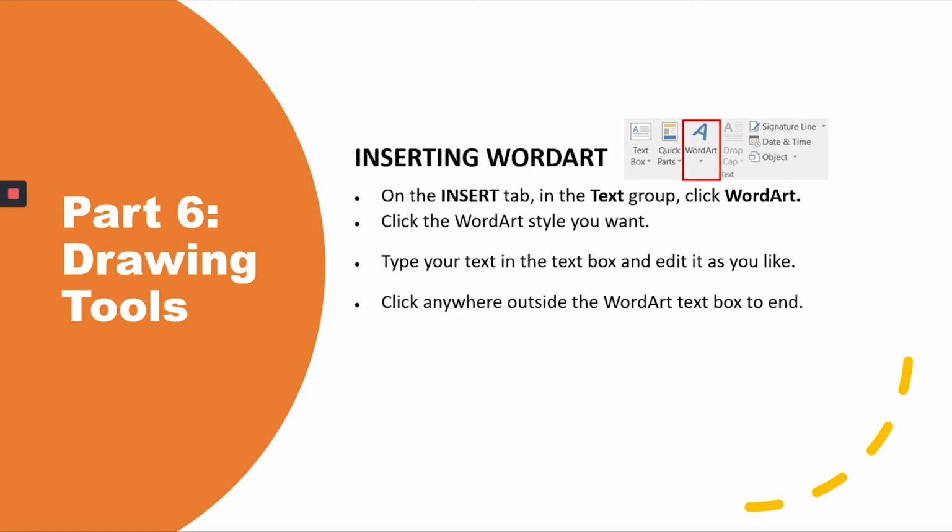Inserting word art. On the Insert tab in the text group, click Word Art. Click the word art style you want. Type your text in the text box and edit it as you like. Click anywhere outside the word art text box to end.